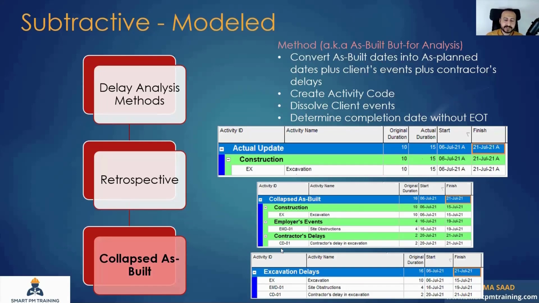This is only basic, but what if you have 10,000 activities in the program, you have 15 to 20 employer's events and multiple types of contractor's delays? It's very hard to review, right? You have to prepare it this way, of course, in the collapsed as-built, because you have to keep the uniqueness of the construction schedule as it is. And also you have to list all employer's events for easy review.